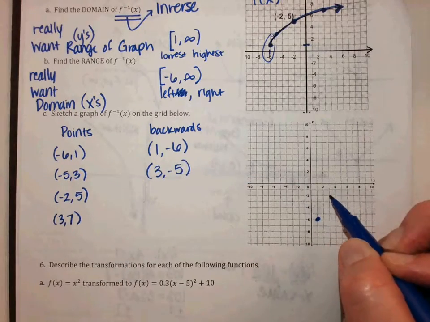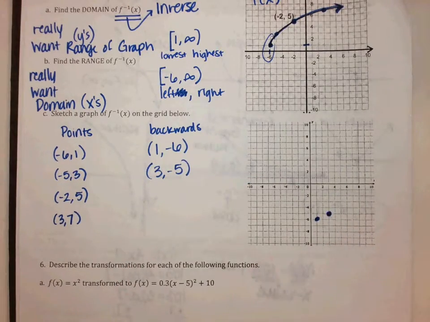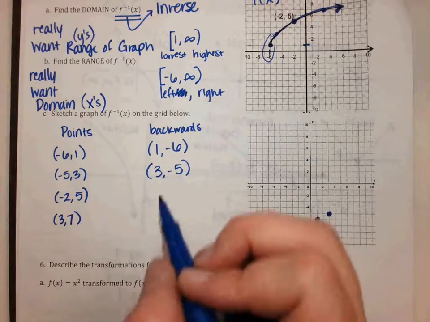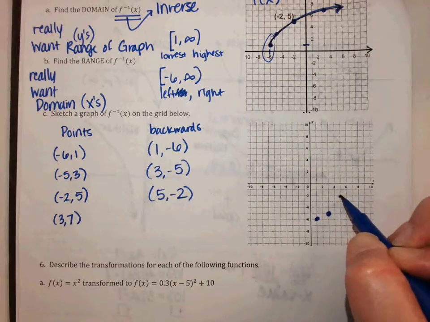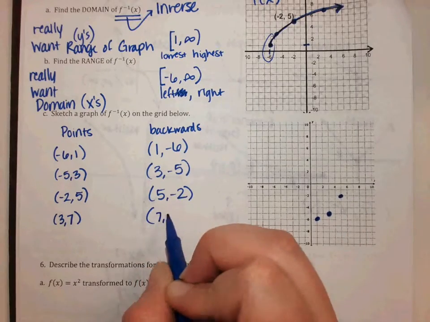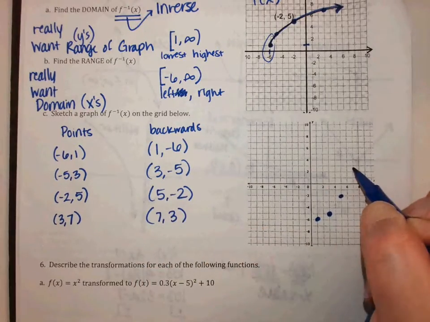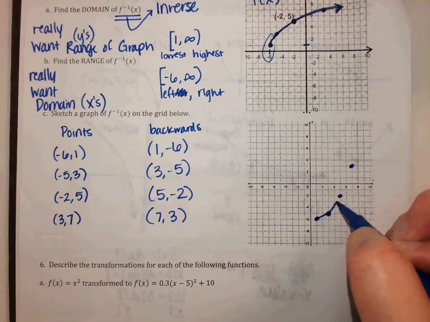5, -3. 3, -5. Okay, next one, what is it? 5, -2. 5, -2. And then 7, 3. Good job. Okay, and then I connect my graph.